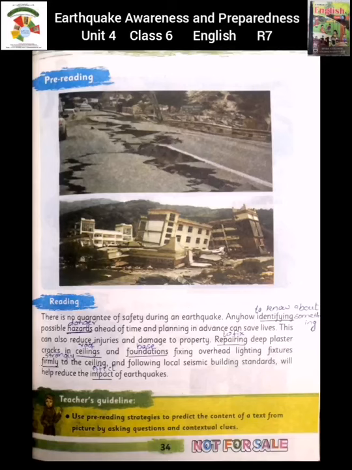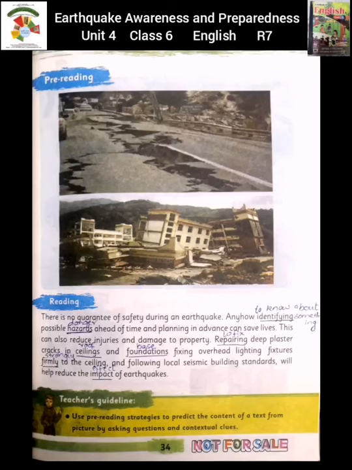So first, I am going to tell you about the difficult words in the paragraph. The first one is identifying. Identifying means to know about something, to come to know about something, like to realize something. The next one is hazards. Hazard means dangers. The next is repairing. Repair means to fix or to make something. Ceiling means roof. Foundation means base. Firmly means strongly, and impact means effect.